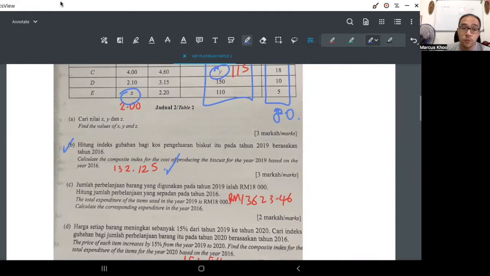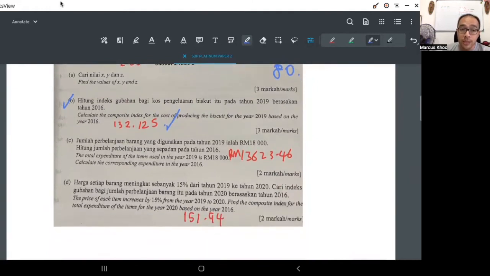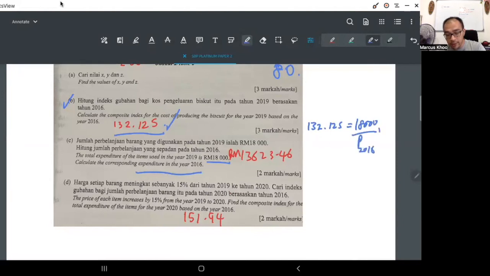Okay, so 132.125. Now the total expenditure of the items is 18,000 in 2019. Calculate the corresponding expenditure. So you want to use the composite index lah. So 132.125 equals 18,000 over the price in 2016 times 100. So you get the price is about 13,623.46 lah. Okay, $13,623 ringgit and 46 cents.